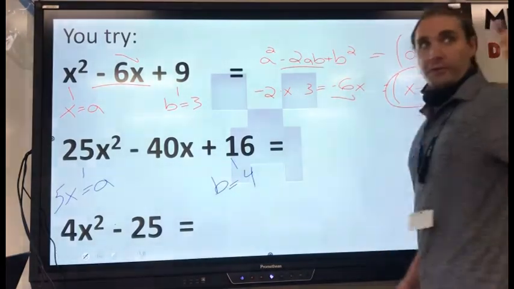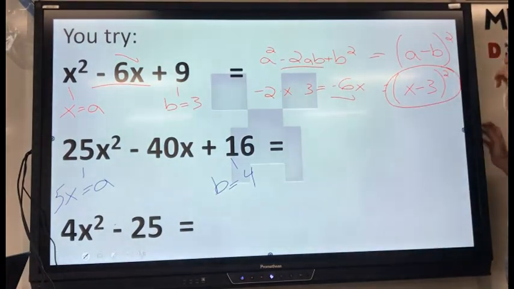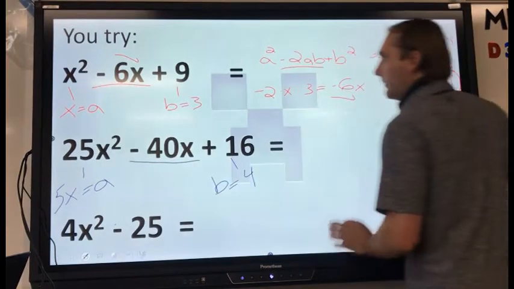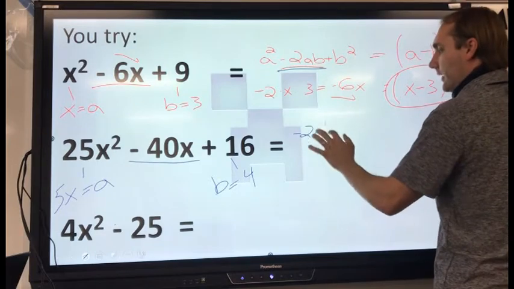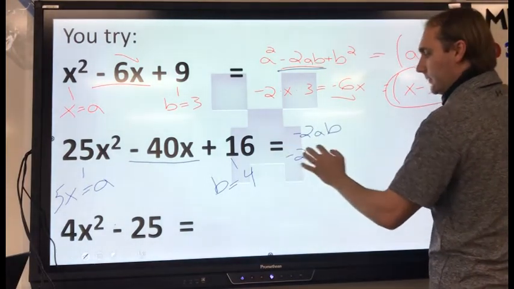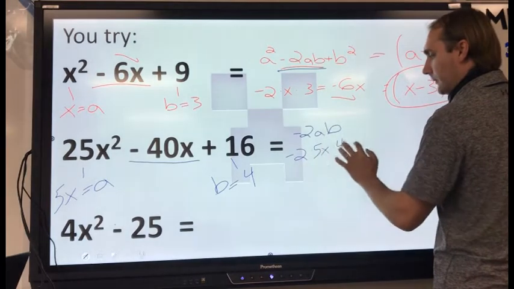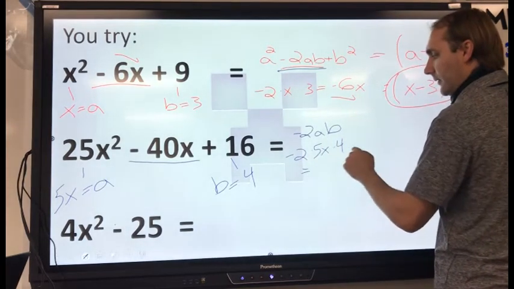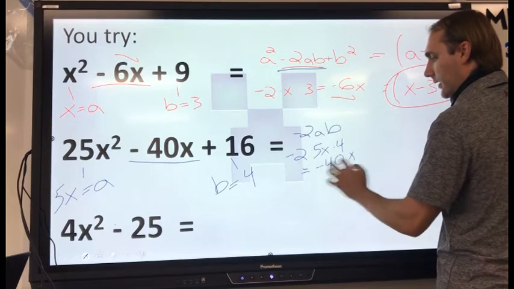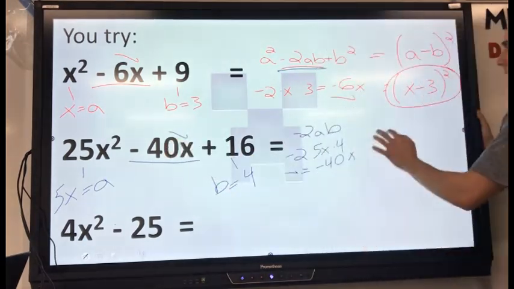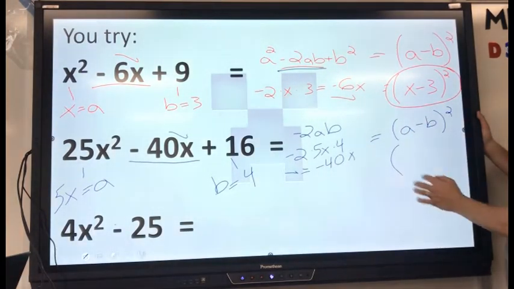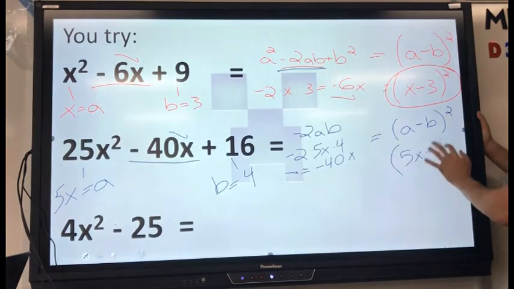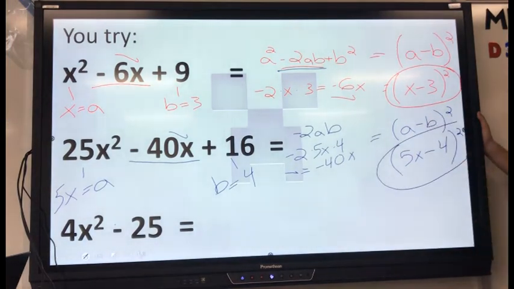Once again, it works for which formula? First, second, or third? Third. The third, because of this negative middle part. So again, I need to make sure that this negative 2ab works for a negative 40x. So it's negative 2 times a, which is 5x, times b, which is 4, which equals negative 10x times 4, negative 40x. It does fit the formula, which again equals (a minus b) squared. In this case, a is 5x and b is 4. (5x minus 4) squared. That's what you should have gotten for the second one.